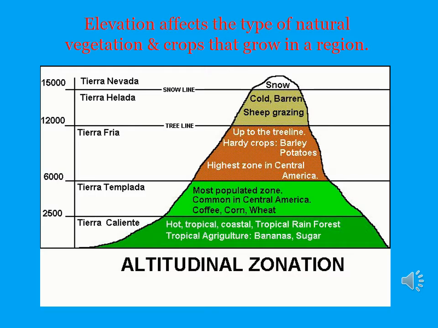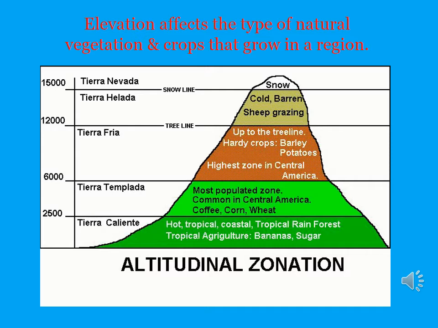So with elevation, we talk about something called altitudinal zonation. The farther up you go in altitude, or in elevation, it will affect the different types of biomes and different types of vegetation that will grow. Okay, right here are some names for South American climates, or Central American climates.